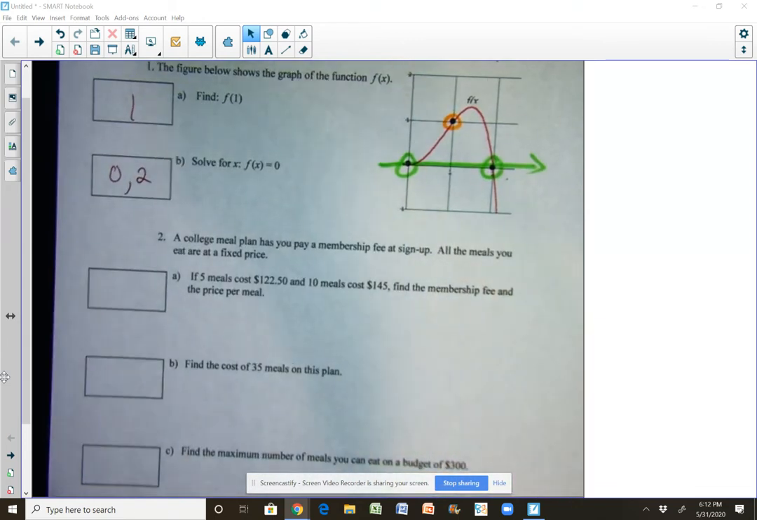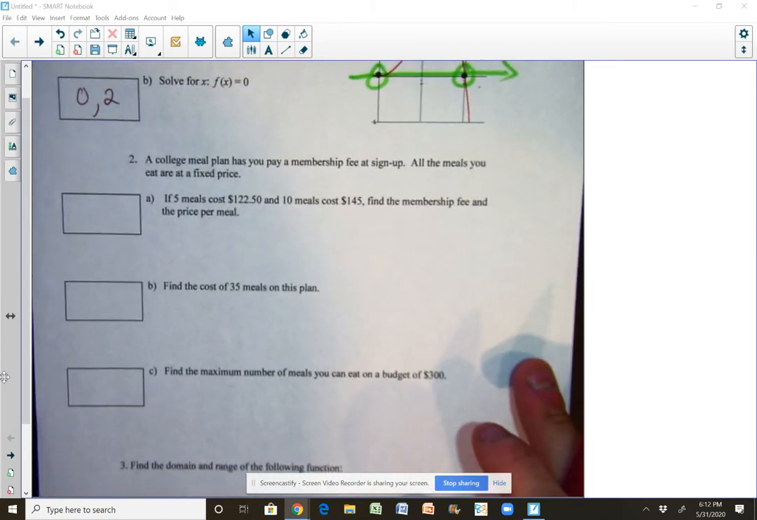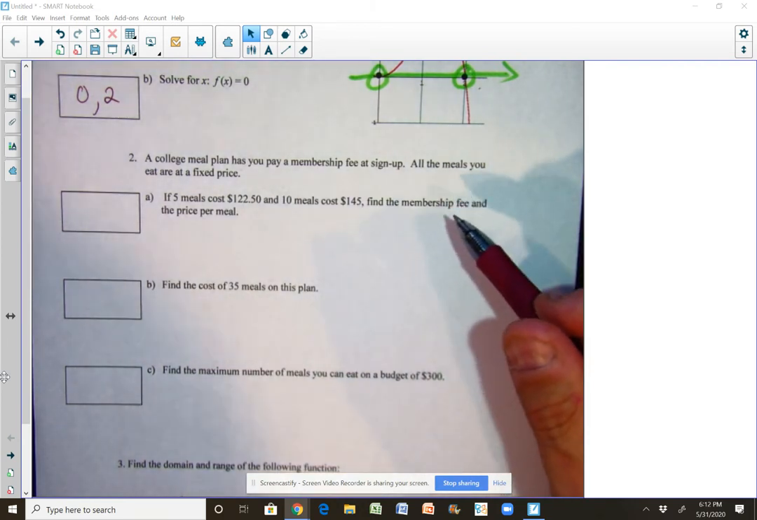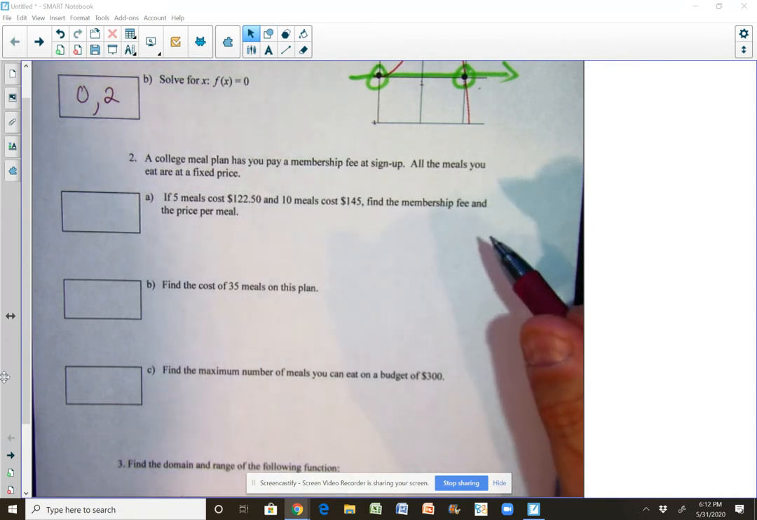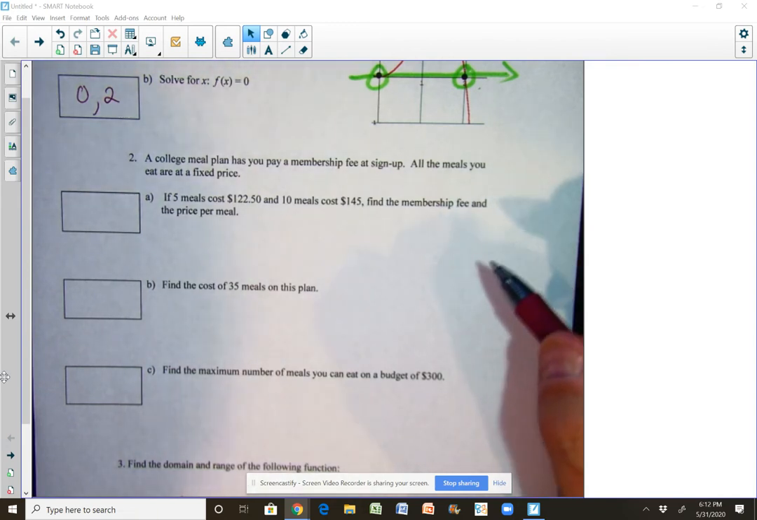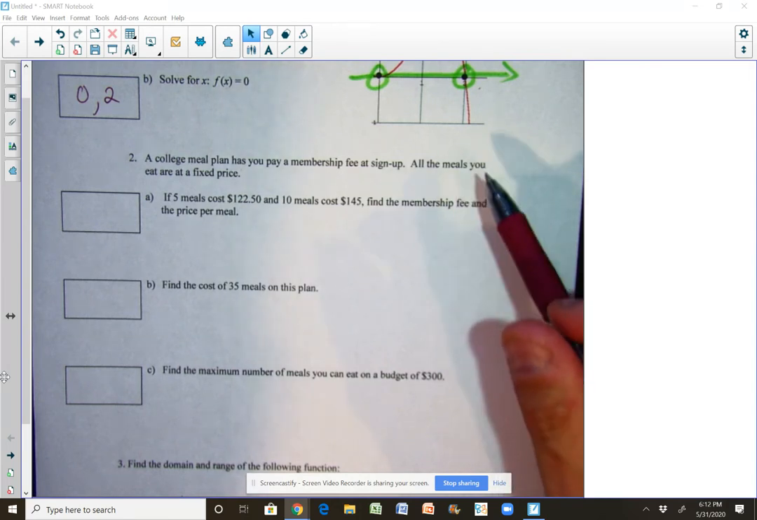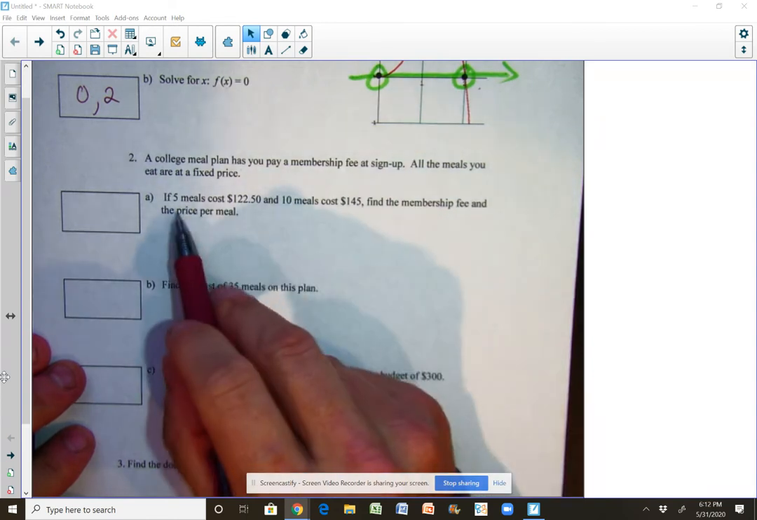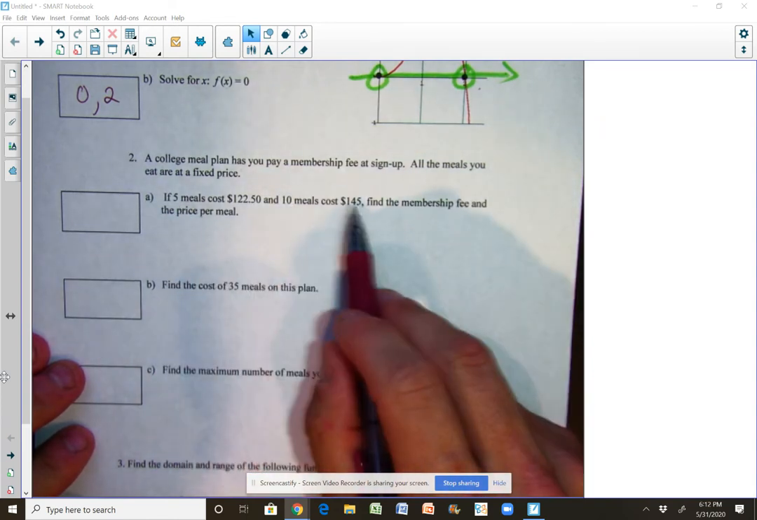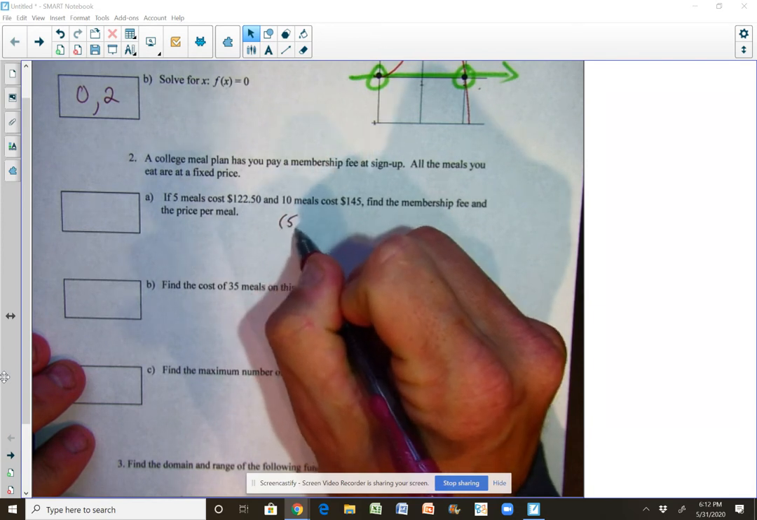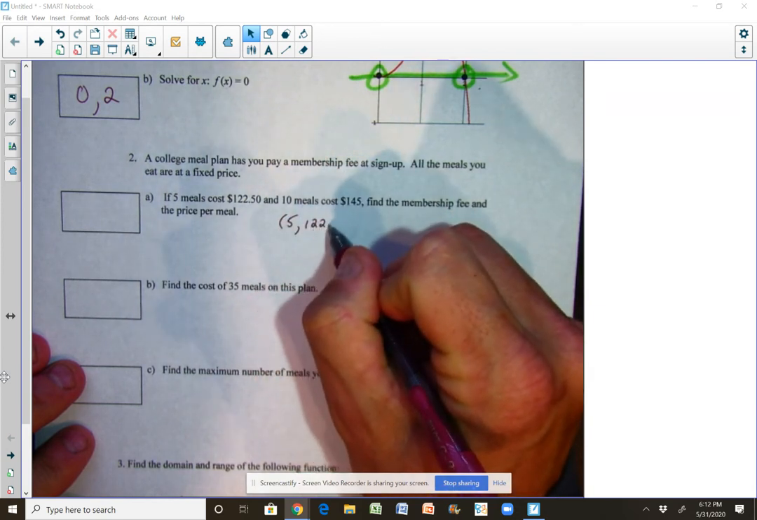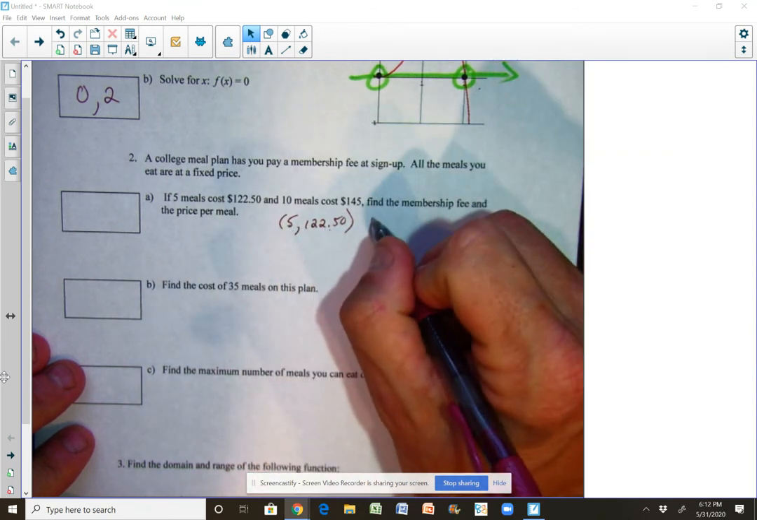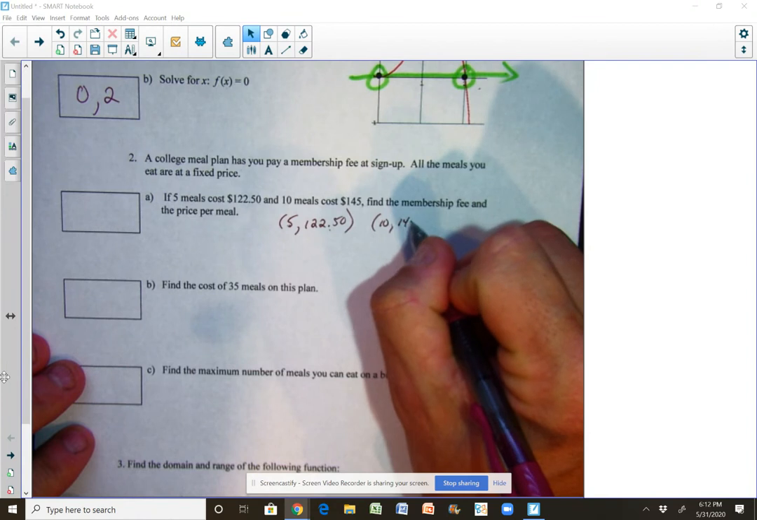Next one is a linear functions modeling application question. Probably an appropriate situation for most of you coming up soon within the year. I know my daughter's going to be encountering this with meal plans and decisions like that. College meal plan: you have a membership fee, and all the meals you get are a fixed cost. So if you buy 5 meals, it's this, and if you buy 10 meals, it's that. Essentially that's giving you an x and a y coordinate. 5 meals, the output is $122.50, and if you buy 10 meals, the output is $145.